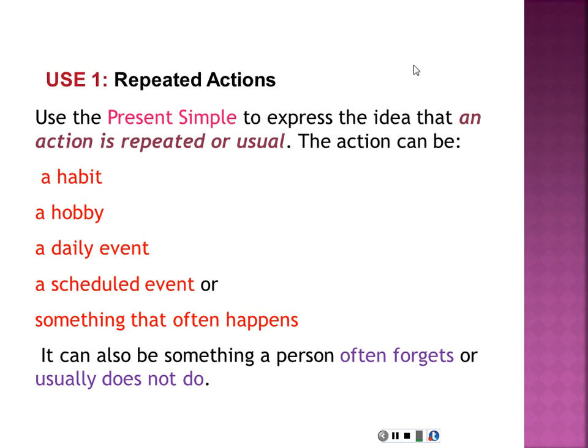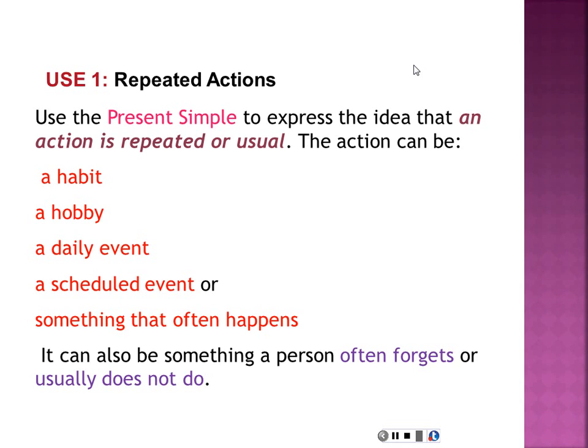So we have a number of repeated actions. What do they mean? A habit. What does it mean? A habit, something that you do regularly, something that you do often. For example, I have a habit of drinking coffee every morning. So every morning I drink coffee, or I drink coffee every morning. Other people may have another habit.